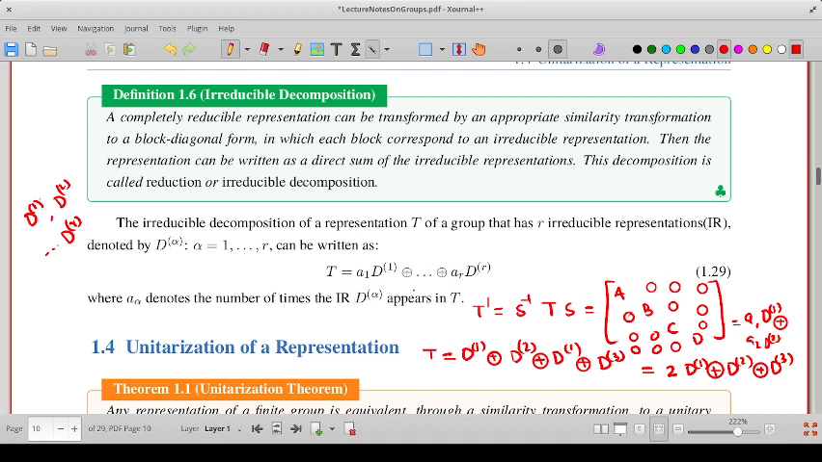So the process of reducing a completely reducible representation of a group by means of a similarity transformation, whereby we end up with a block diagonal form where each block is irreducible, is called the reduction or irreducible decomposition of the representation.